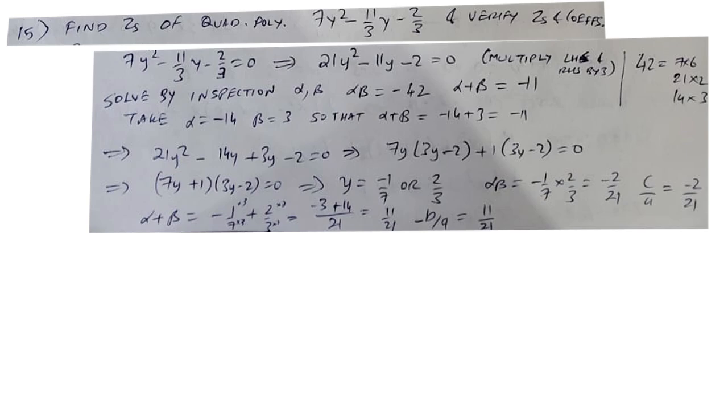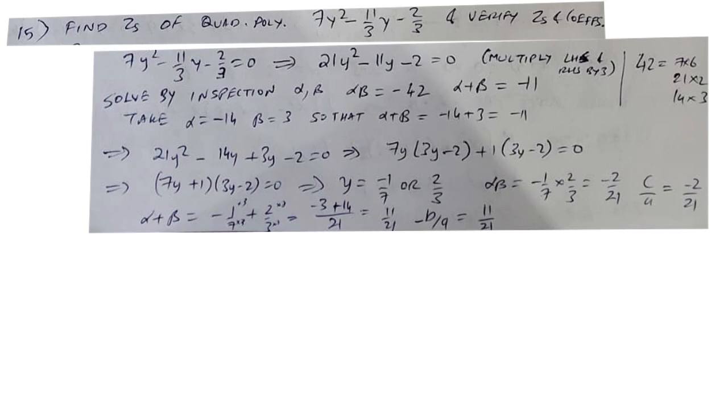So we have verified that alpha into beta is equal to C by A. Now alpha plus beta: minus 1 by 7 plus 2 by 3. What is the LCM of the denominators 7 and 3? It is 21. So to convert the first term to the denominator 21, you multiply it by 3 and 3, both in the numerator and denominator. So the numerator becomes minus 3. And to convert the 2 by 3 into the appropriate denominator, you multiply both denominator and numerator by 7. So the numerator becomes 2 sevens are 14, right? So 14 minus 3 is 11, 11 by 21.